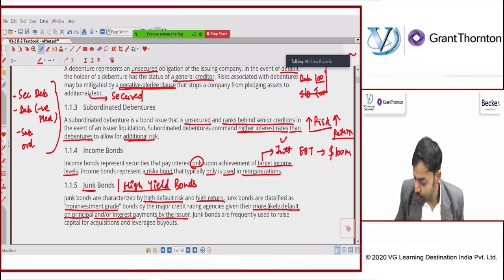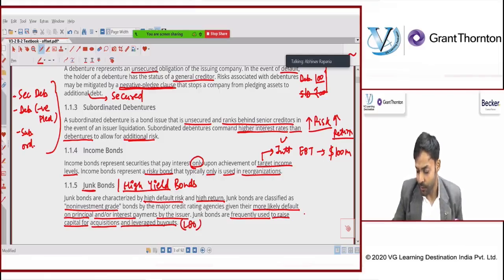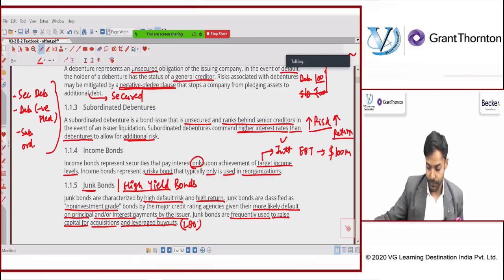By the issuer. Junk bonds are frequently used to raise the capital for acquisitions and the leverage buyout, which is called the LBOs also. So this is something which is used for the acquisition part, and this is something which is used for the leverage buyouts also. Okay.